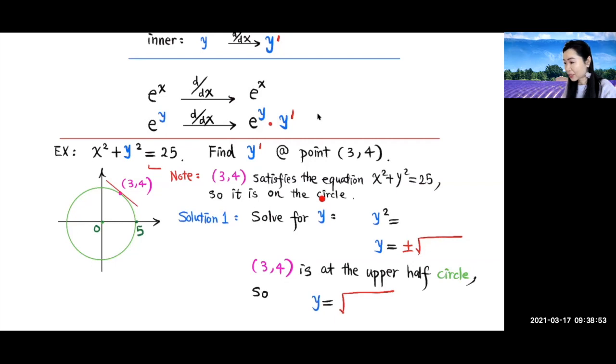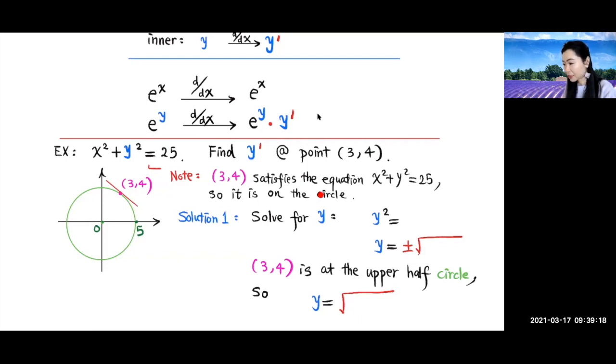So it's actually a good idea to double check if this point is on the circle or not. Otherwise, you cannot proceed like this. Okay. So this point is on the circle. We're trying to find y prime at this point. In other words, we're trying to find the slope of the tangent at this point. Okay. So I'm going to present you 2 different ways to do it.